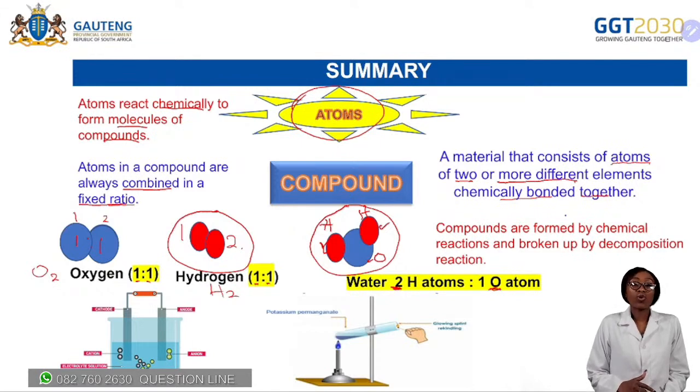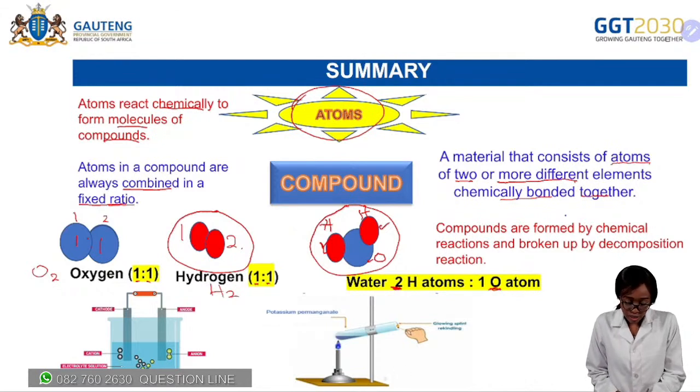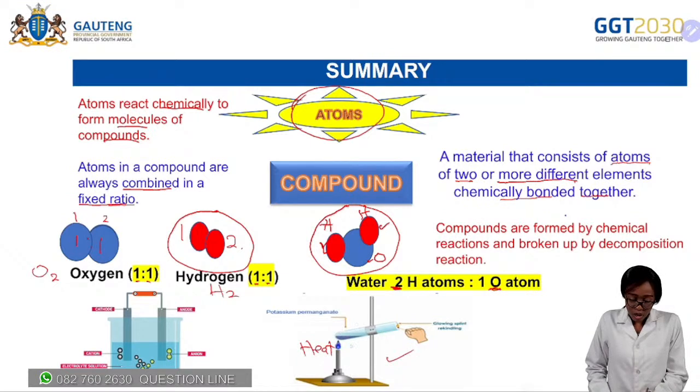When we're heating, we call this thermal decomposition or heat decomposition, where we use heat to break down a compound into its elements or compounds. This is a pictorial representation of a decomposition reaction where we are using heat. Here's our heat source. The heat source is the burner. We have our compound in there, and we're using heat to break down this compound.